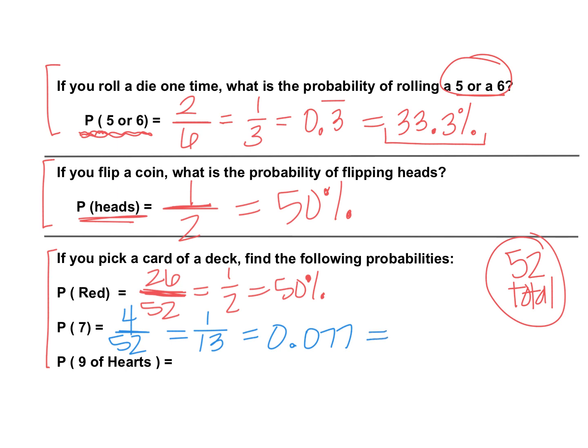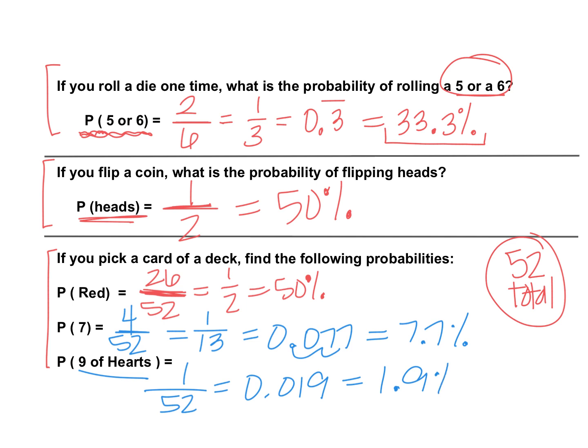And then remember we go 2 to the right, so it would be a 7.7% chance or probability of getting a 7. And then the probability of getting the 9 of hearts, there's only 1 9 of hearts in the whole deck. So it's 1 out of 52 because there are 52 cards. I can do 1 divided by 52, which is 0.019. So that would be a 1.9 percent probability of getting the 9 of hearts.